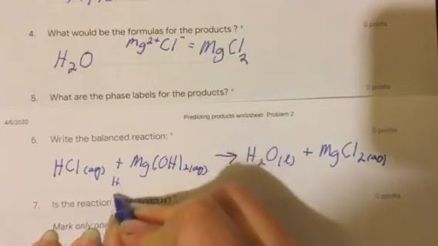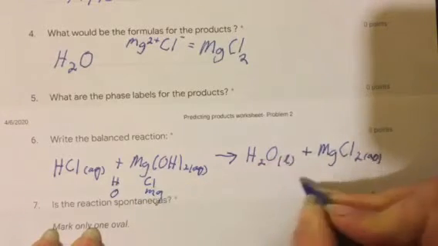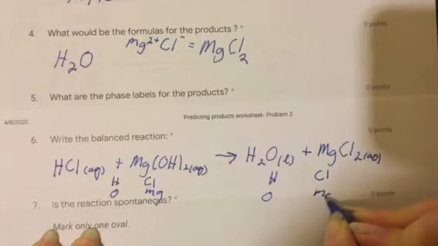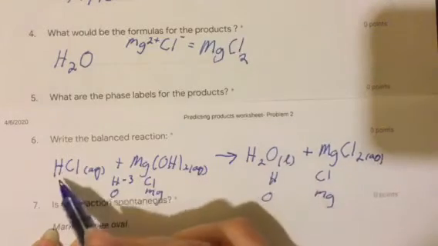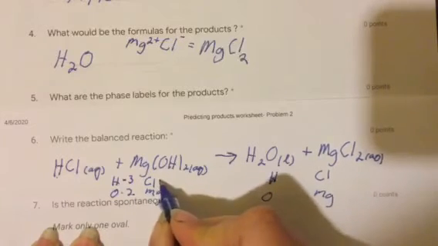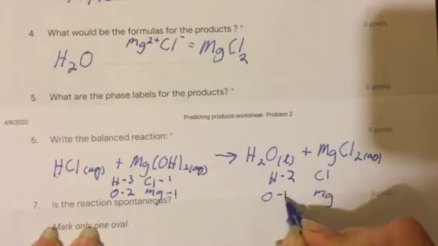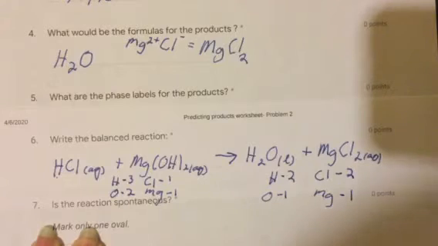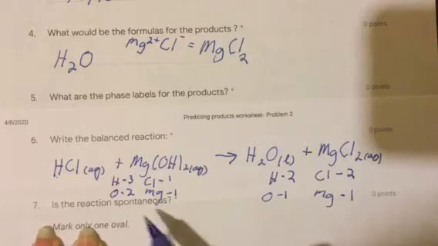I have hydrogen and oxygen, chlorine, and magnesium on both sides. And on this side, I've got 3 hydrogen, if you're paying attention. There's 1 here, and there's 2 there. And I have 2 oxygen, and I have 1 chlorine, and I have 1 magnesium. And over here, I have 2 hydrogen and 1 oxygen, 2 chlorine, and 1 magnesium. So what can I multiply to make things match? The hydrogen looks icky, so we're not going to deal with that right now.